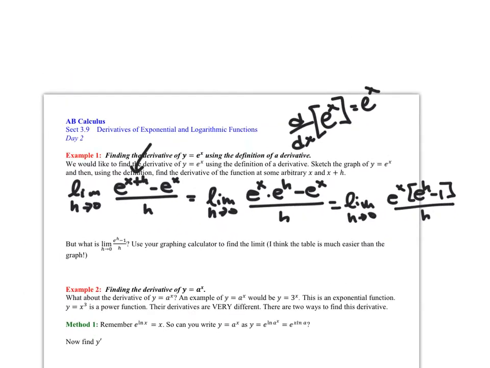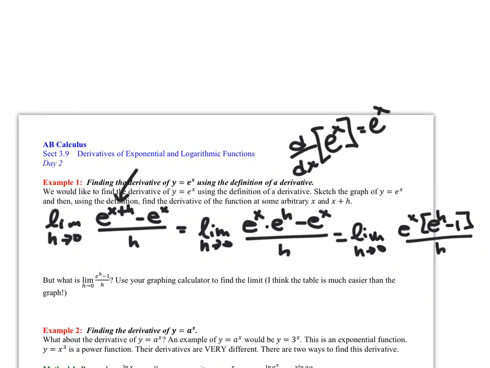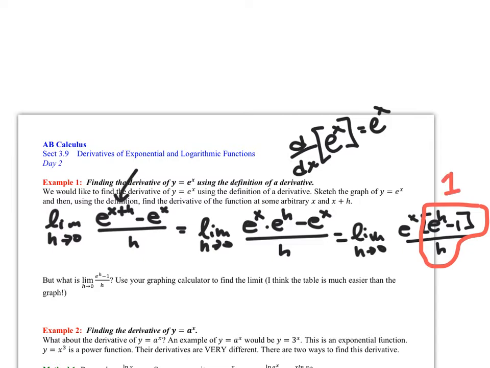Now you might hit a wall here and not be quite sure what to do, but if you use your graphing calculator, this piece right here, e to the h minus 1 over h, goes to 1 as h goes to 0. So we're left with e to the x after that limit is evaluated.